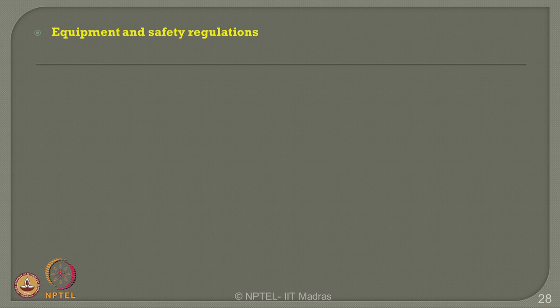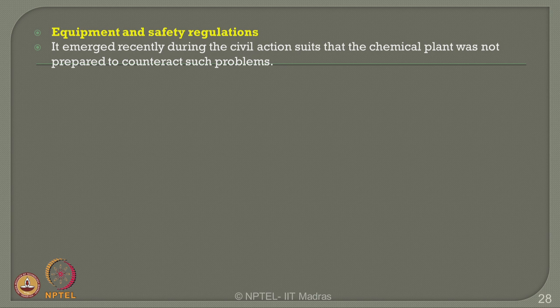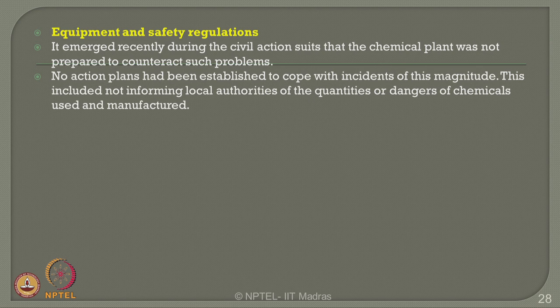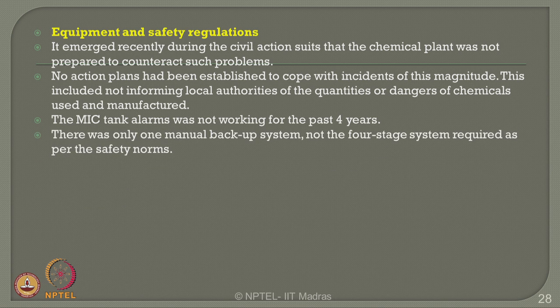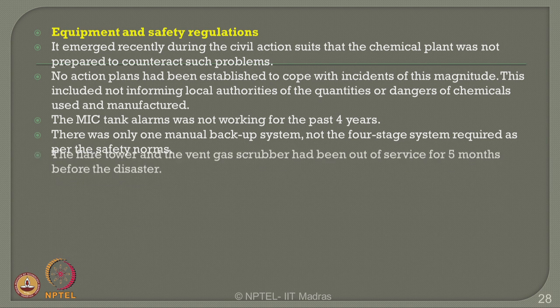Let us quickly see what equipment and safety regulations must have been followed and were violated. It emerged recently during the civil action that the chemical plant was not prepared to counteract such problems. No action plan had been established to cope with incidents of this magnitude. This included not informing local authorities of the quantities or dangers of chemicals used and manufactured. The methyl isocyanate tank alarm had not been working for the past 4 hours since the accident occurred. There was only one manual backup system, not the 4-stage system required in the original design as per the safety norms.